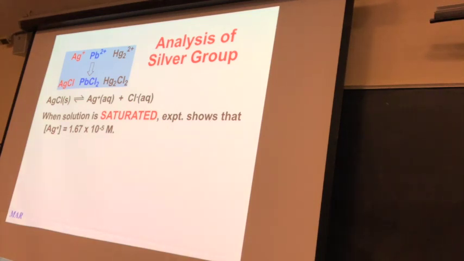If you were at 1.66 times 10 to the minus 5, you're going to be below that saturation point and you won't see a solid. On the other hand, if you get just a little bit beyond this, 1.68 times 10 to the minus 5, then you'll start to see a solid. And because this number is so low, that's why it's very easy to see silver chloride become an insoluble solid.